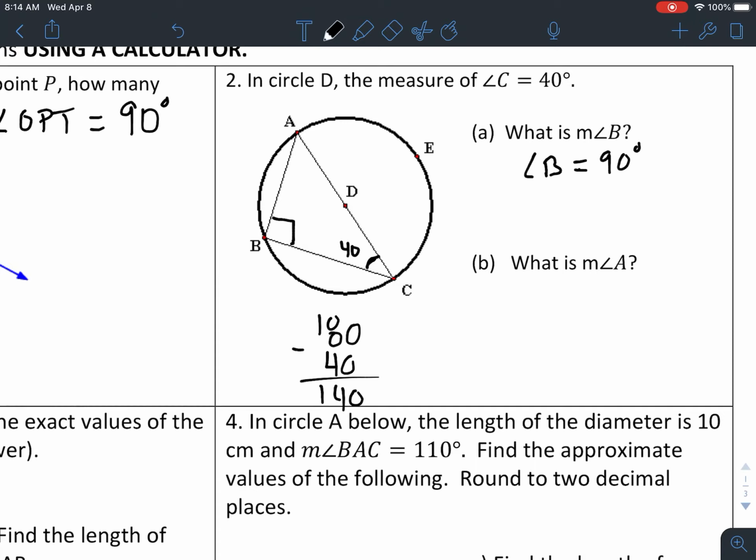And angle A, so we know that if we take 90 away from 140, that's going to leave us with 50 degrees for angle A. Let's just double check these by adding them up. 50 plus 40 gives you 90. 90 plus 90 gives you 180. It works out.